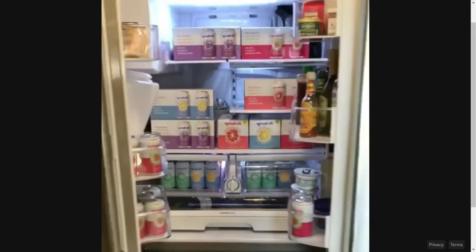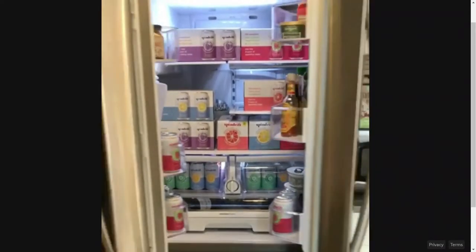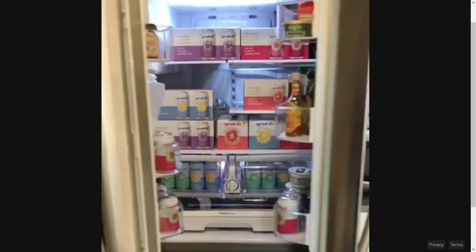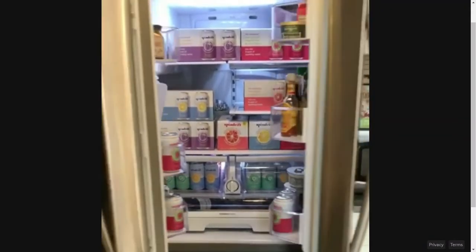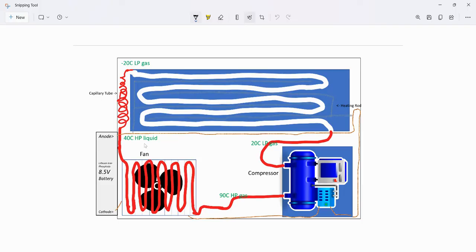Refrigerators have become a part of everyday life for many people. This video will elaborate on how exactly refrigerators work and how they are so efficient at keeping foods cool. Let's get into it. The most important part of a refrigerator is the capillary tube.